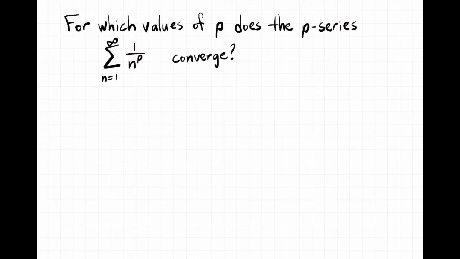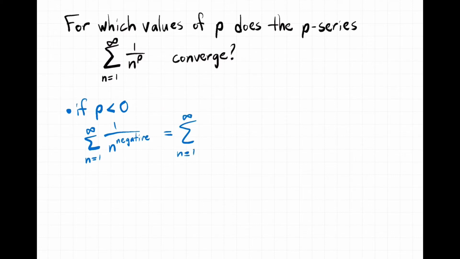Well, first thing to think about, if p is less than 0, then you're going to have the sum as n goes from 1 to infinity of 1 over n to a negative power, which is the same thing as the sum of bringing n to the top, and that'll have a positive power. We just talked about that. If your p is negative, that means you have n in the numerator with a positive power. Now, will any of these series converge?